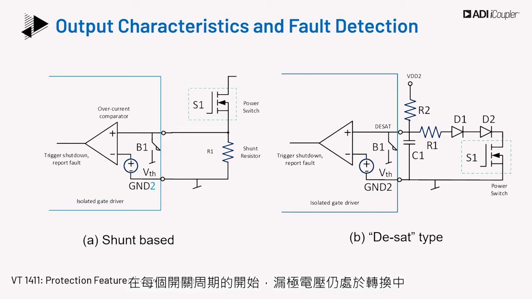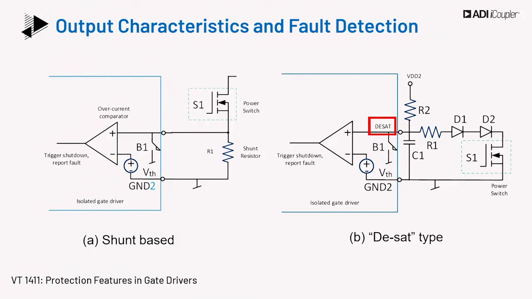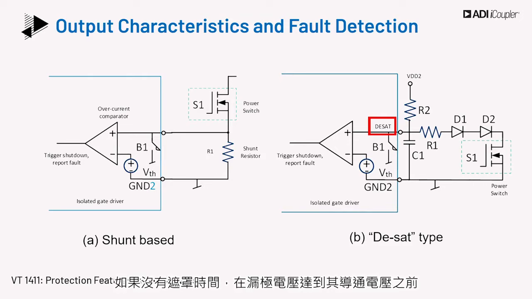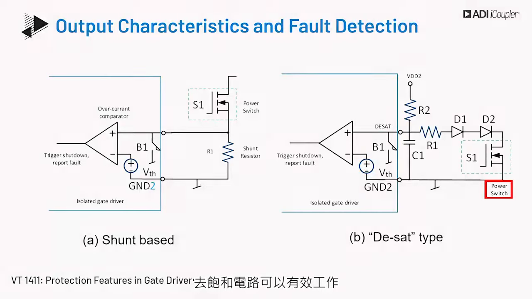At the beginning of every switching cycle, drain voltage is still transitioning. Switch B1 needs to be turned on in this duration, known as the masking time, to prevent the DSAT comparator from responding. If the masking time is not present, DSAT would generate a false positive before the drain voltage reaches its on-state voltage. The DSAT circuit is effective when the driver output is high and the power switch is on.